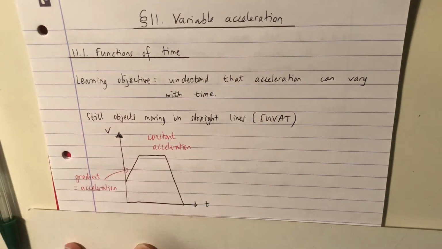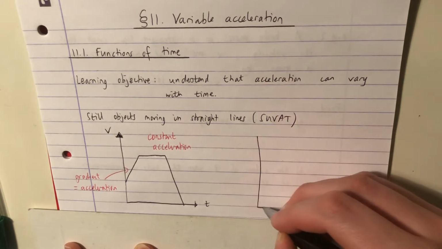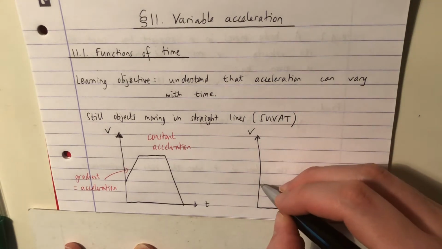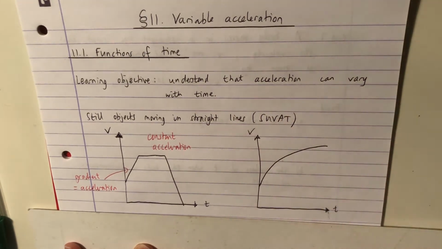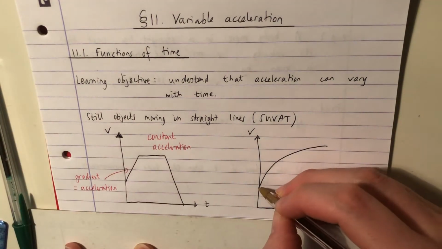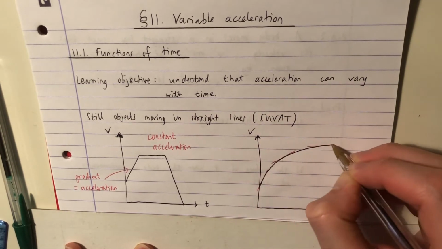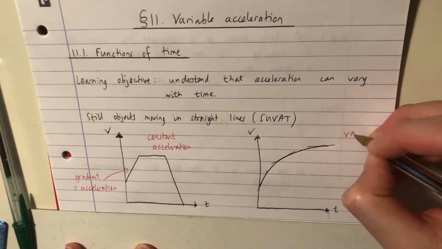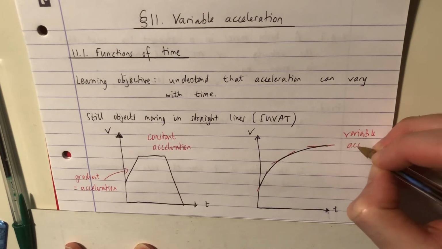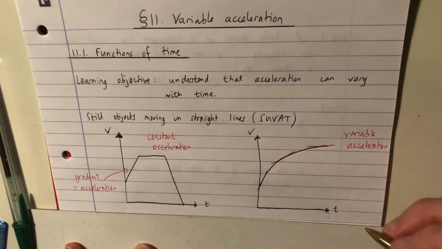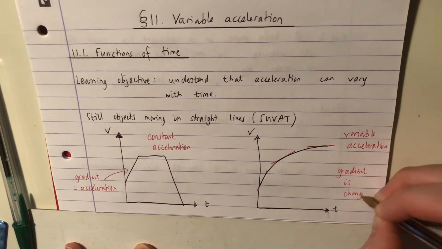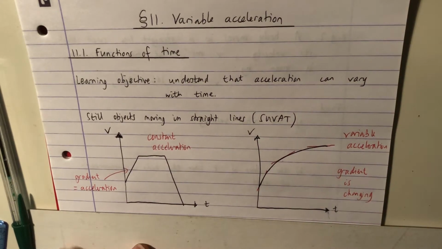And in this particular subchapter, we're going to have VT graphs which are actually curved. So it could be curved something like this, or it could be curved the other way. And then if you worked out the gradient of this at different points, the gradient is always changing, which means the acceleration is always changing. So variable acceleration, because the gradient is changing. And that's pretty much it. Okay, so we're going to cover this stuff.